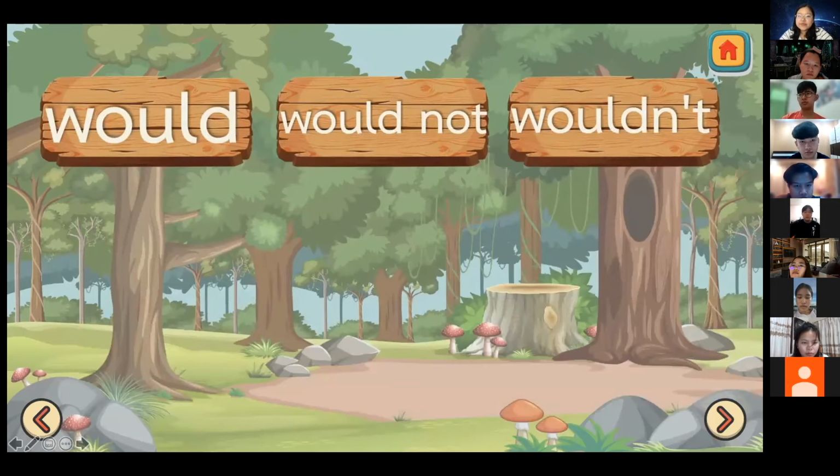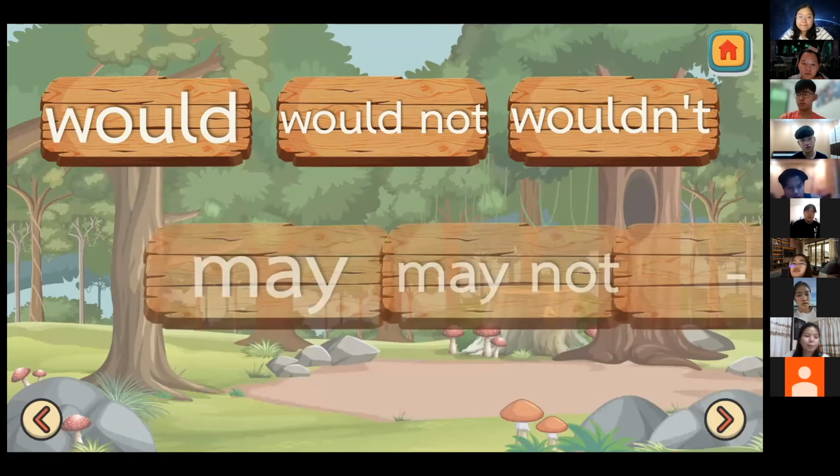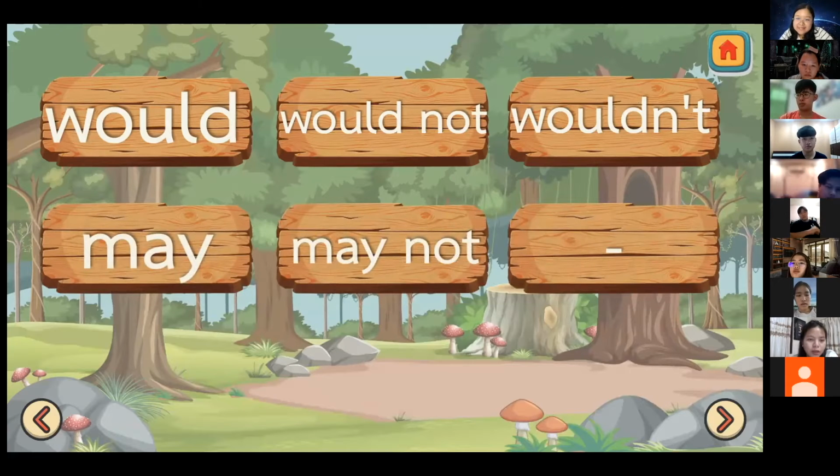Next, would not, wouldn't. 3, 2, 1. Would. Would not. Wouldn't. Good, everybody. Next, may not, because may has only one form of contraction of negative. 3, 2, 1. May. May not. Great.